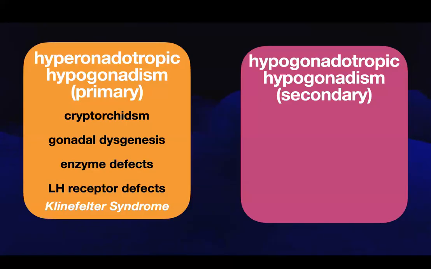Now, there's a bunch of different reasons for both. For hypergonadotropic or primary, it could be cryptorchidism. The testes are stuck within the abdomen or they never went down to the scrotum. The problem with this is that the testes need to be cool in order to work. So if they're somewhere hot, they're basically not going to work, and you're going to have lower levels of testosterone, and the body will compensate by increasing LH and FSH. Other causes of primary hypogonadism are gonadal dysgenesis, enzyme defects, LH receptor defects, or something called Klinefelter syndrome.